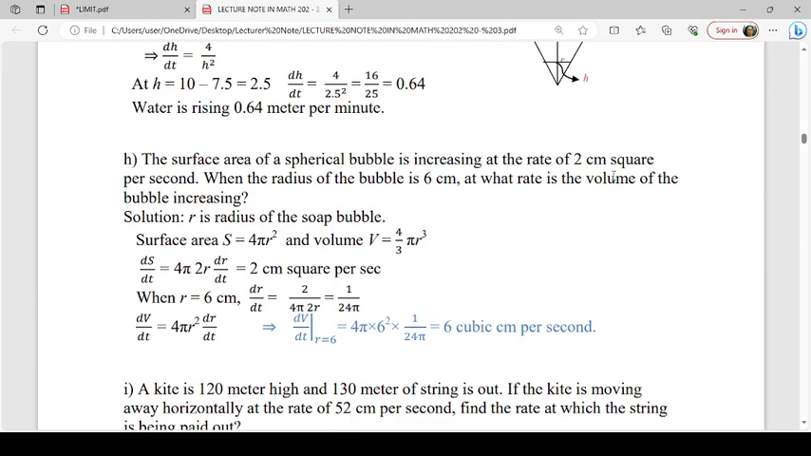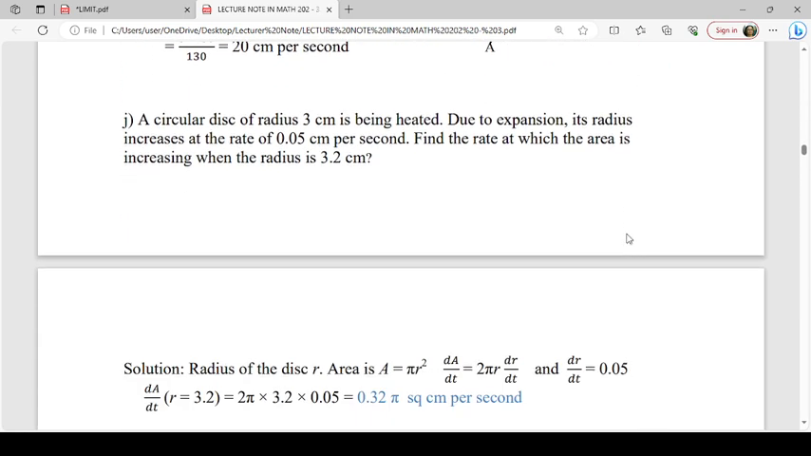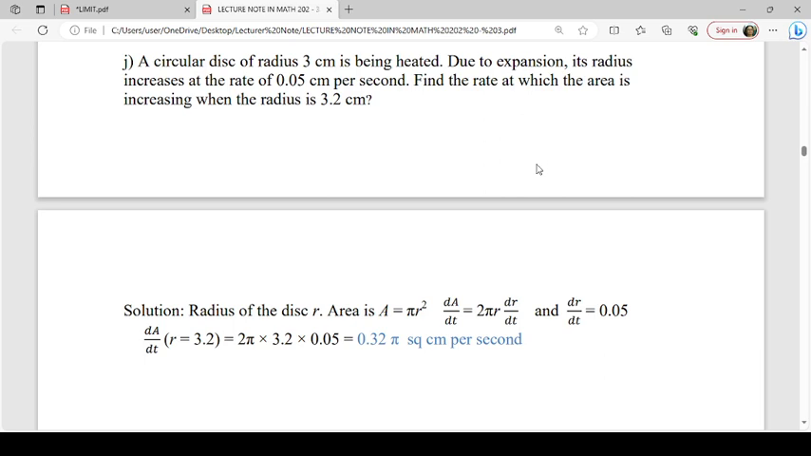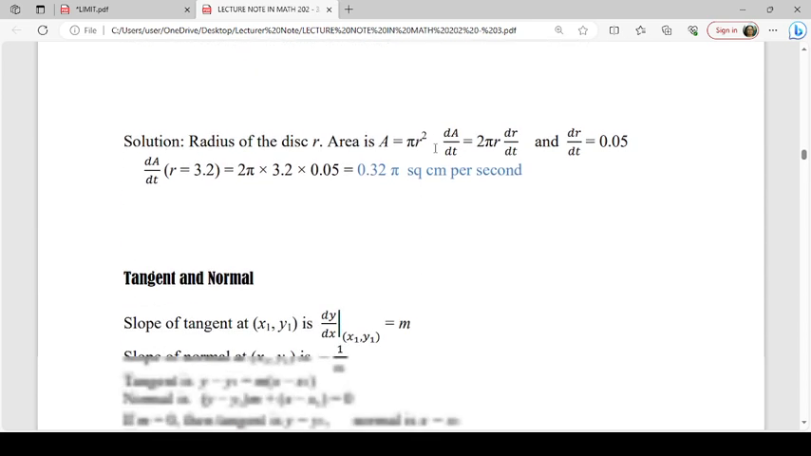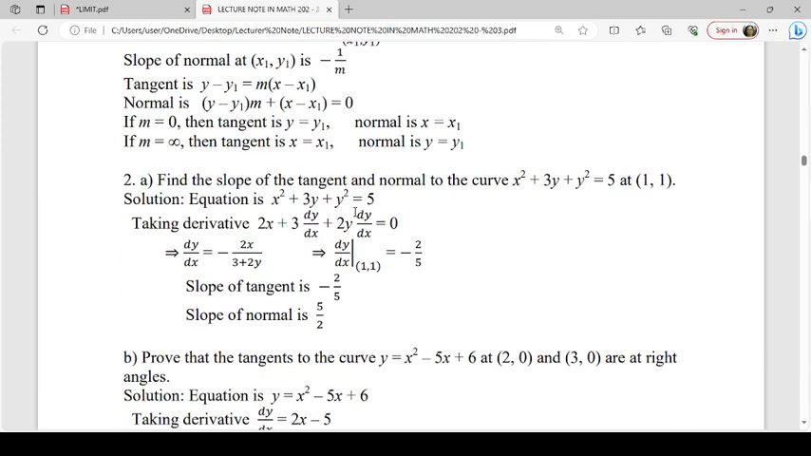Then this is the surface area of this, and this is one kite flying. So this is an example. Then a circular disc, how it is expanding. Then these are problems on tangent and normal: find the slope of the tangent and normal.